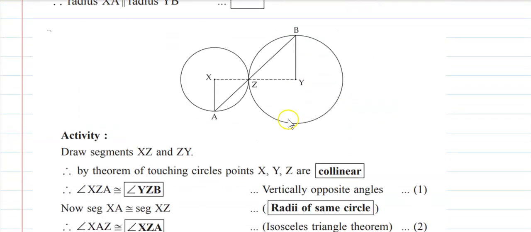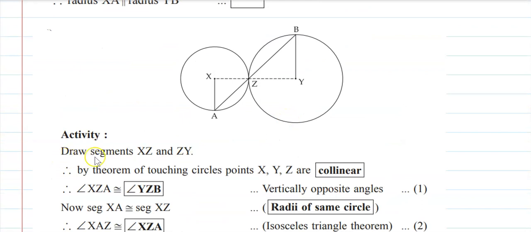Now see the direct answers. Draw the segments XZ and ZY. By the theorem of touching circles, the points X, Y, Z are collinear. This is the first one. Next, angle XZA is equal to angle YZB, because these are vertically opposite angles.